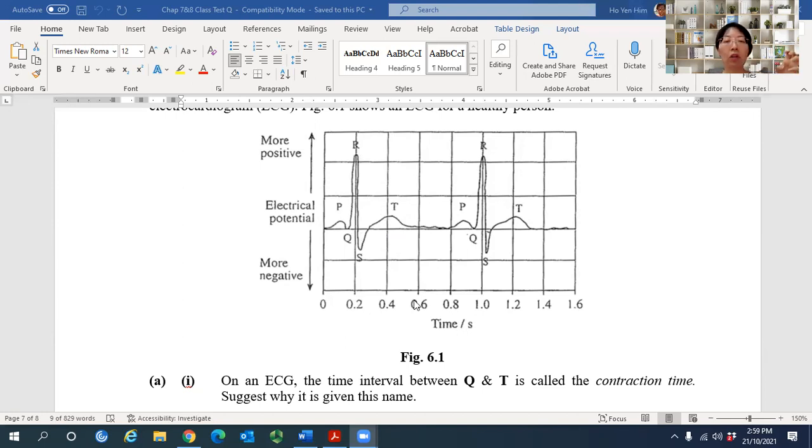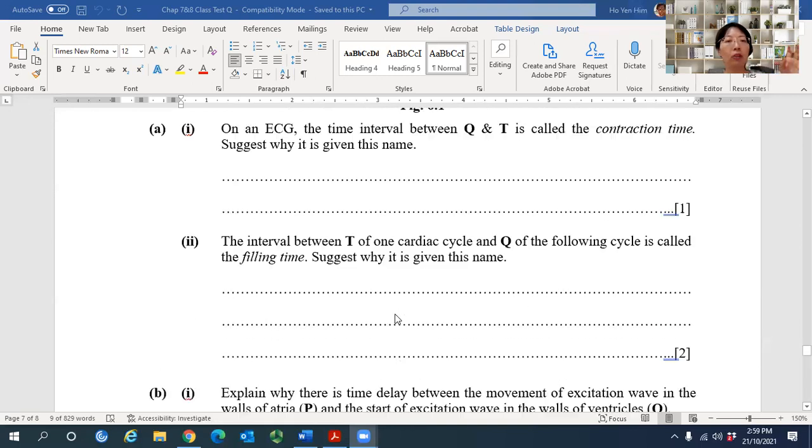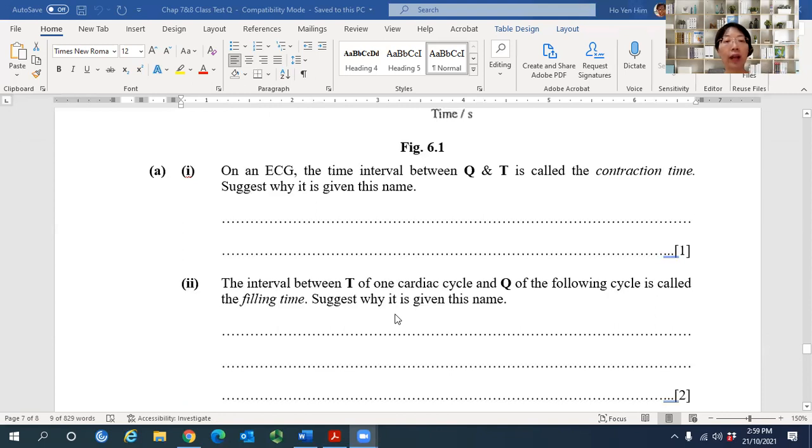So contraction time because of this is ventricular systole. So the answer is ventricular systole. Okay, part 2, or you can say ventricle contract.